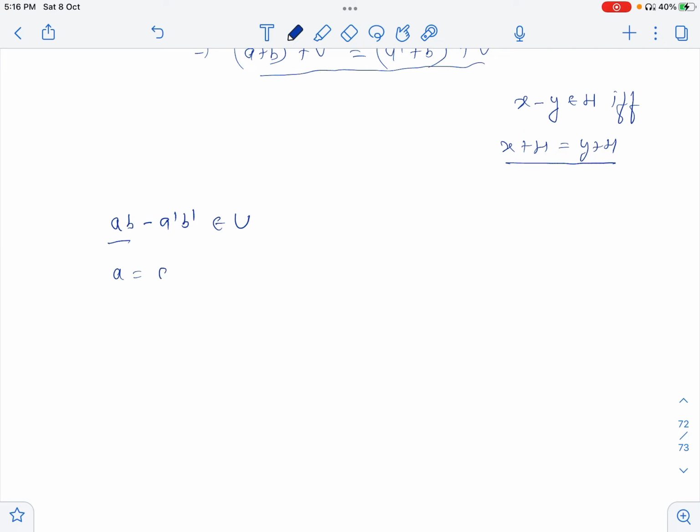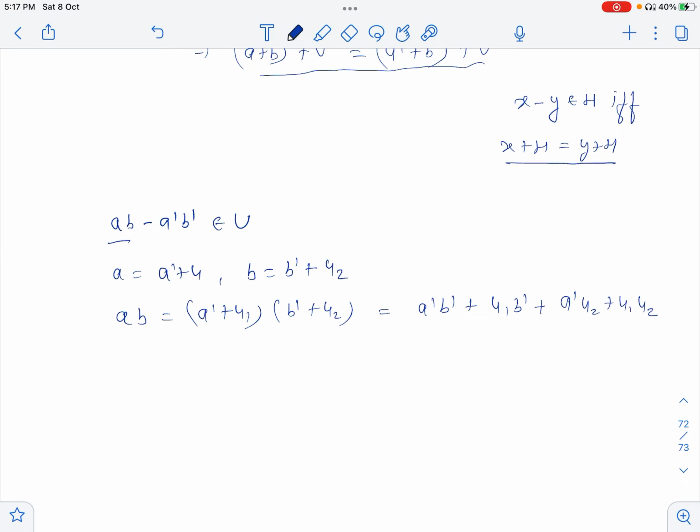a is equal to a dash plus u1, and b is equal to b dash plus u2. So let us multiply these. ab is equal to (a dash plus u1) multiplied by (b dash plus u2). This can be written as a dash b dash plus u1 b dash plus a dash u2 plus u1 u2.